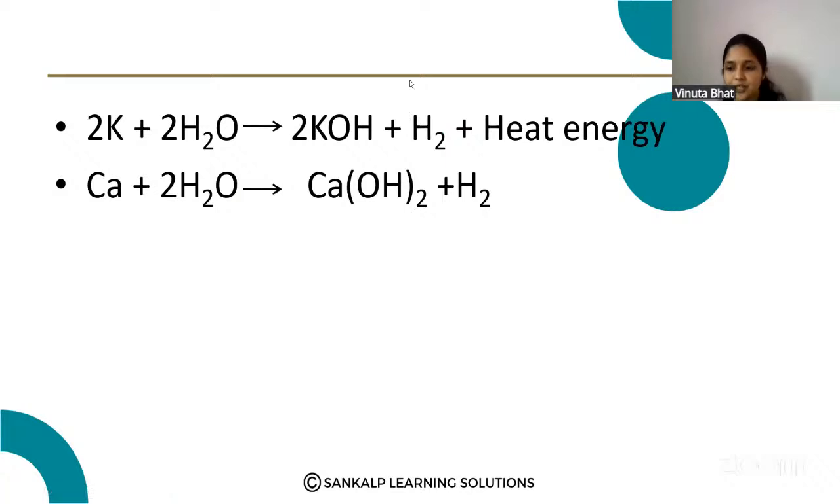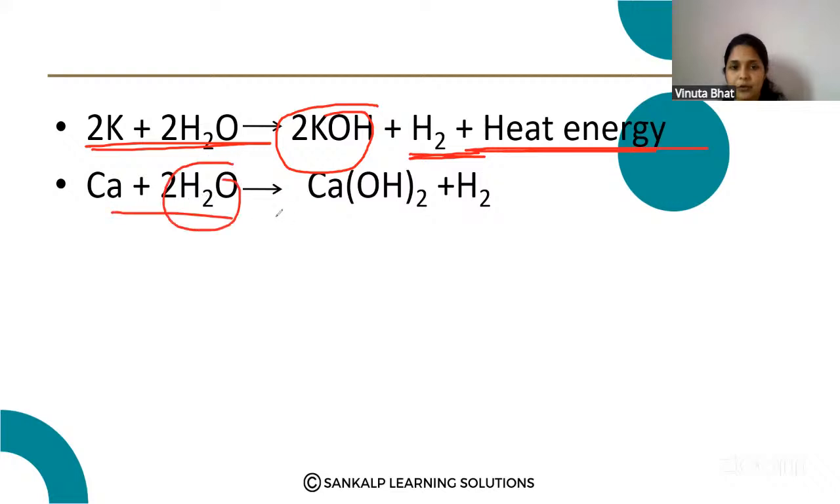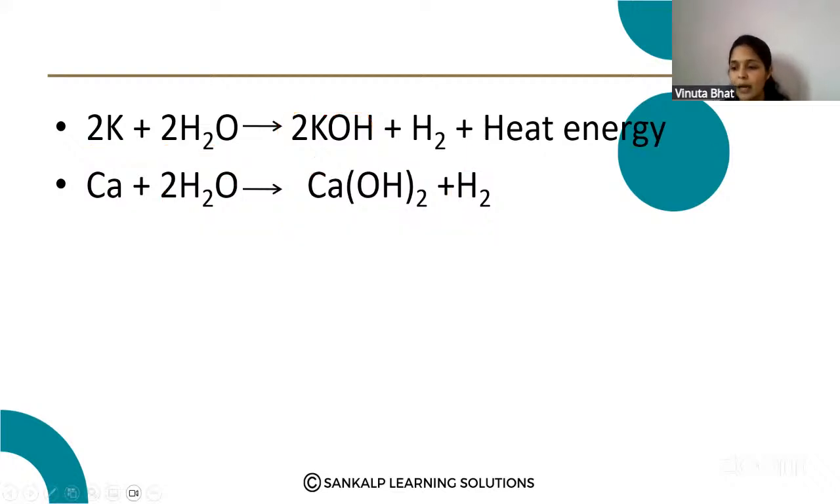When potassium reacts with water, potassium hydroxide is formed along with hydrogen, and heat energy is released. Calcium, when it reacts with water, forms calcium hydroxide and hydrogen. So that is the correct answer. You should write the balanced chemical reaction here. You know how to balance the reaction, so you have to balance this while writing it in the exam.